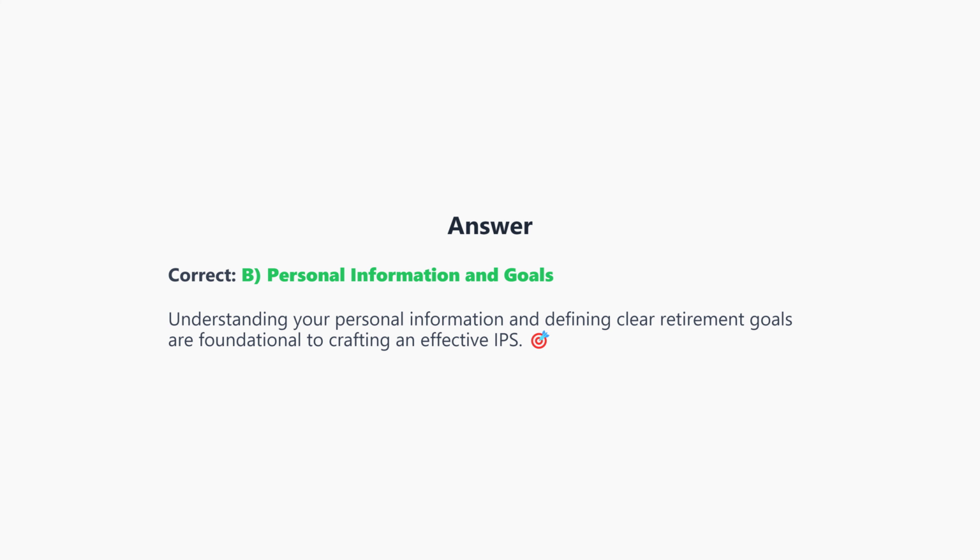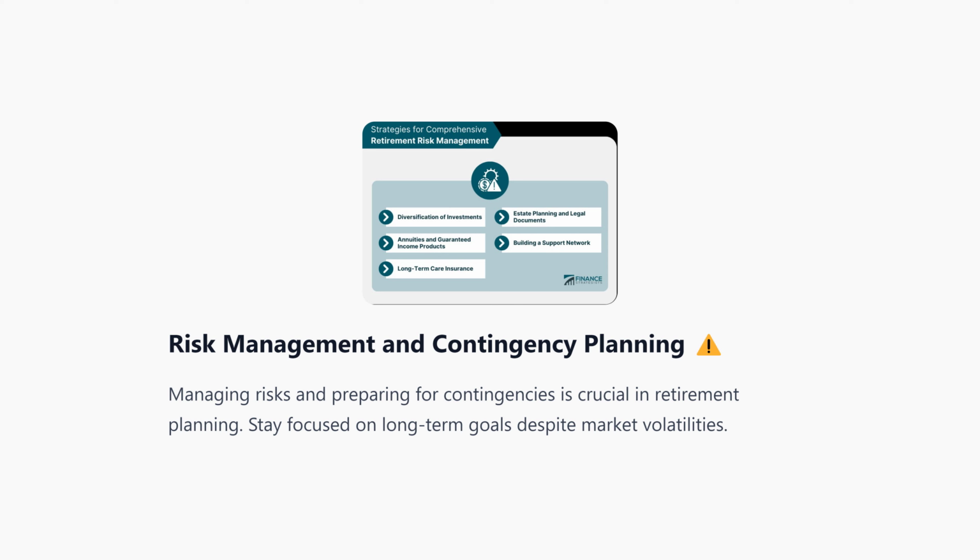The correct answer is B, personal information and goals. Understanding your personal information and defining clear retirement goals are foundational to crafting an effective IPS. An IPS should specify your tolerance for market downturns and promote staying the course during volatile markets without panic selling. A long-term perspective is key here.